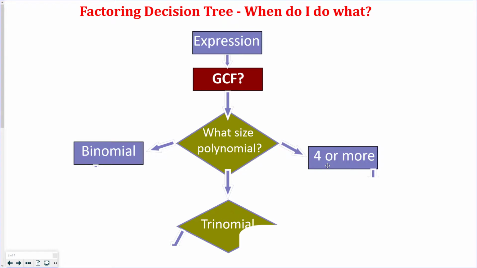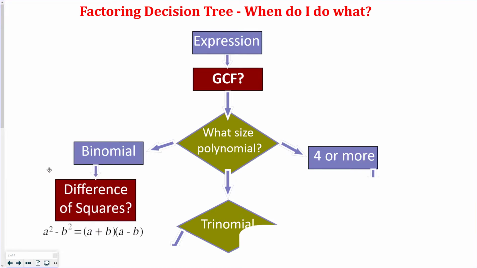There's more. And if it was a binomial, you probably already took care of the GCF at the beginning because you looked for a GCF. But if it's a binomial, you can still look for one last thing. And that was part of my special cases video that you might want to check out. Is it a difference of squares? Is it a square number subtracted by another square number? Because if it is, there's a pattern for that, and you can factor that further. And that's about it for binomials: GCF, and then difference of squares.